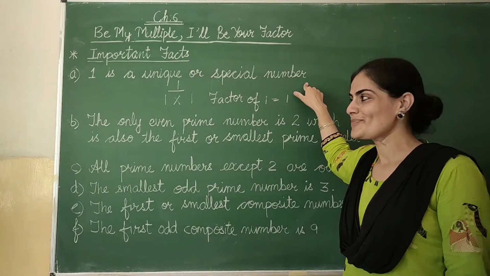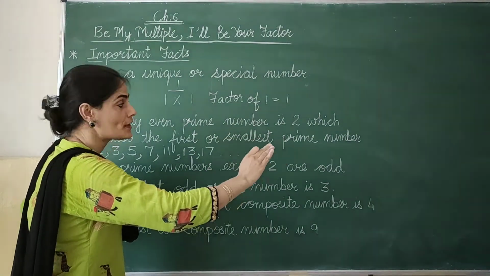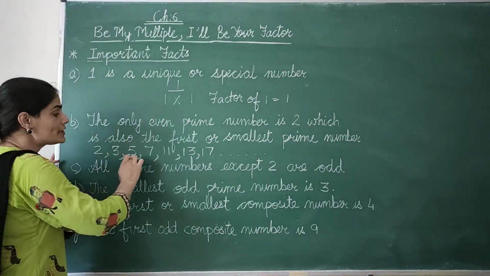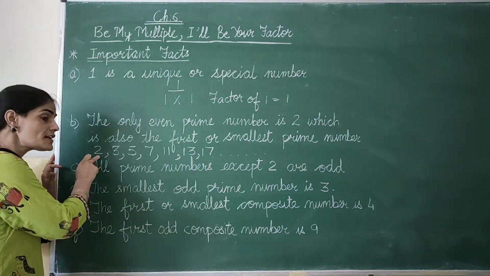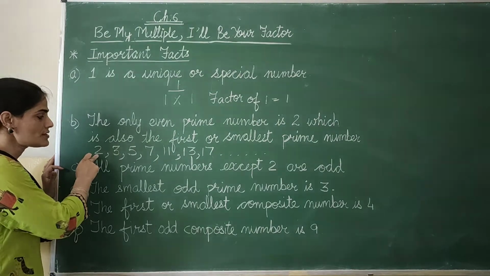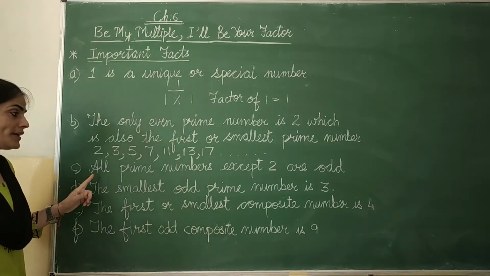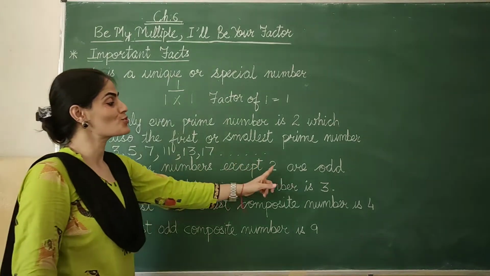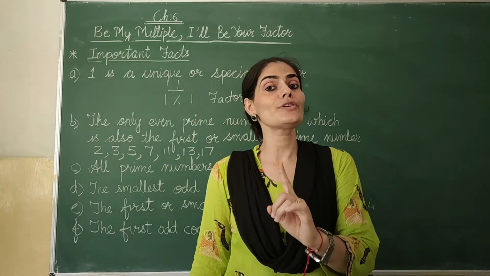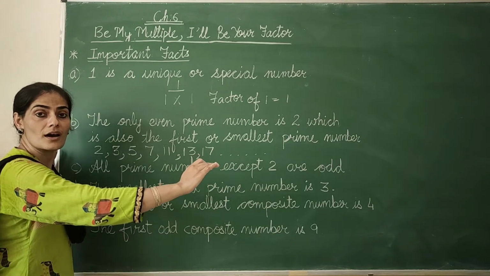The second important fact is the only even prime number is 2, which is also the first or smallest prime number. If I show you the list of prime numbers, what do you see? The first and the smallest prime number is 2, and it is the prime number which is even. The rest of all the prime numbers are odd. Clear everyone? Now next, all prime numbers except 2 are odd. These 2 facts are interrelated. In the first fact you came to know that 2 is the only prime number which is even, and in the next fact you came to know that the rest of the prime numbers are odd.